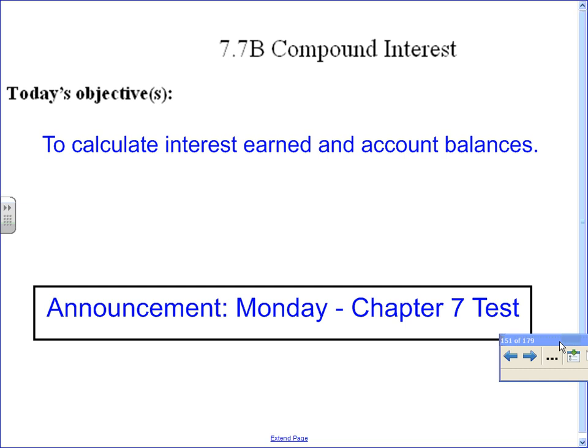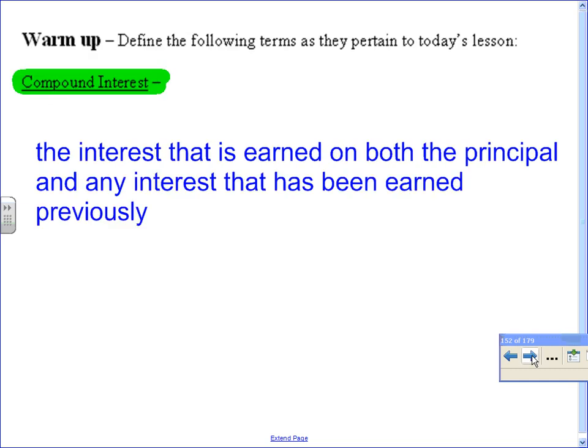Okay, so we are starting with the definition for compound interest. Now, basically, in my words, compound interest is interest that is calculated on the interest and on the principal. So compound interest is when you find interest based on the accumulation of principal and interest.